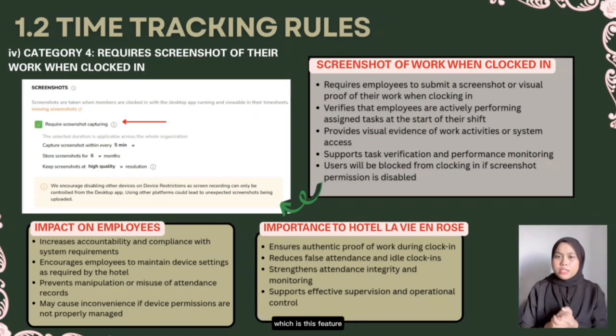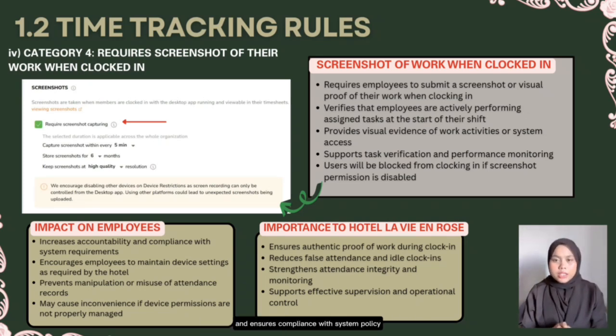Lastly, for category 4, this feature requires employees to submit a screenshot of their work when clocking in, providing visual proof of active engagement at the start of their shift. To use the system, employees must enable screenshot permissions on their device. If these permissions are disabled, staff cannot clock in. This requirement increases accountability and ensures compliance with system policy.